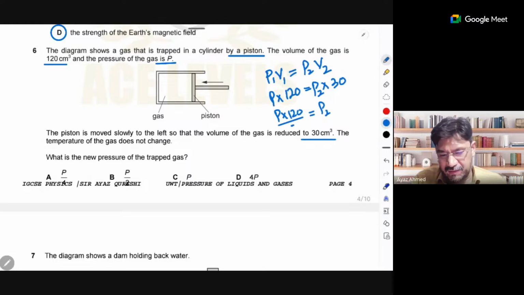120 divided by 30. So it means that it is 4 times P, right? So that is the right option. D is the right option. What is the pressure? Pressure is 4 times the original pressure. Is it clear? Got the point?